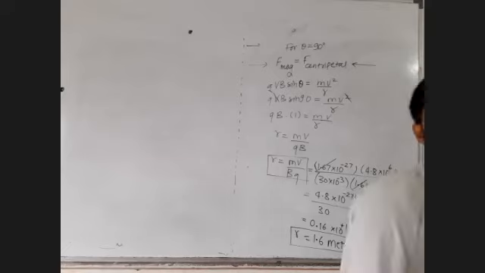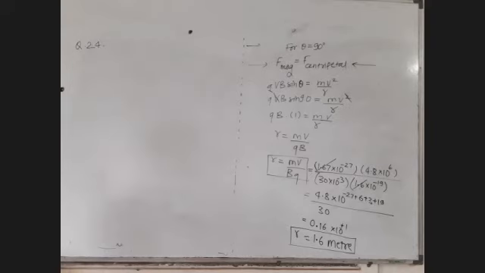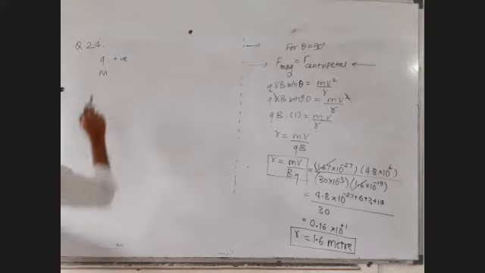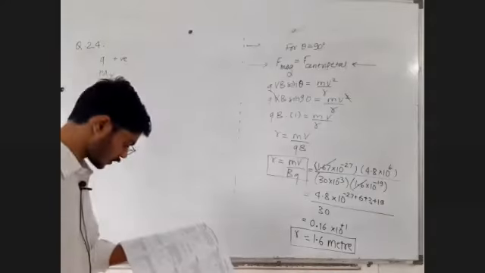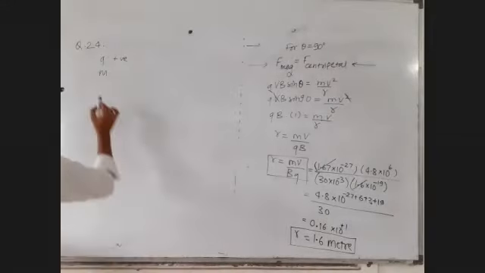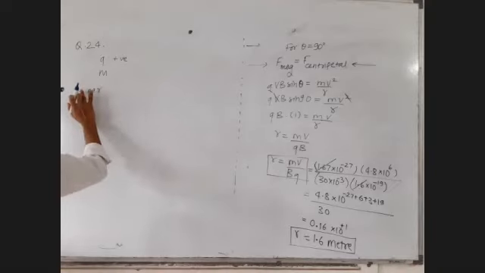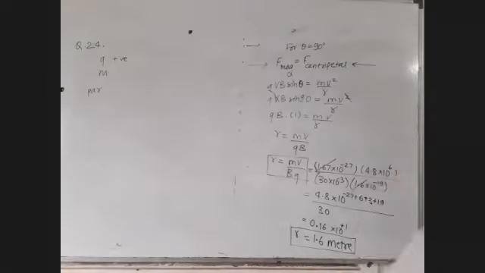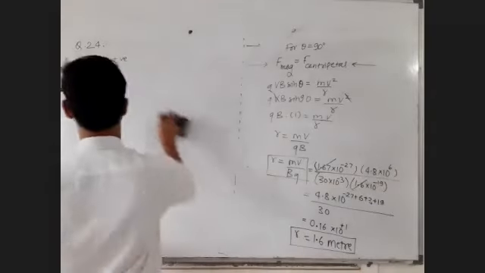Question 24. A positively charged particle of charge Q, given to be a positive charge, and mass M. The charge and mass of the particle are given. It is first accelerated by a potential difference of V volt, or accelerated by a voltage of V volt.